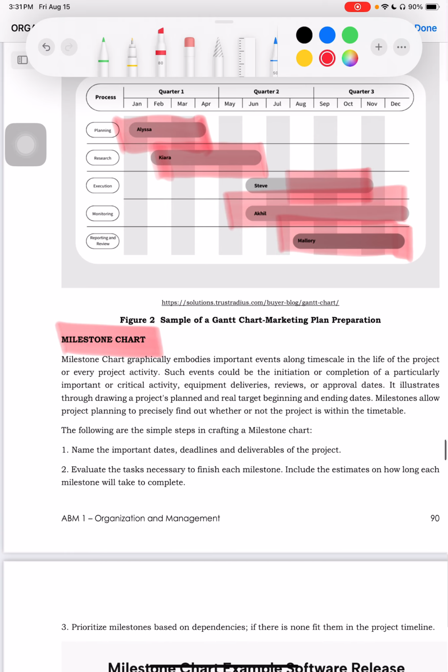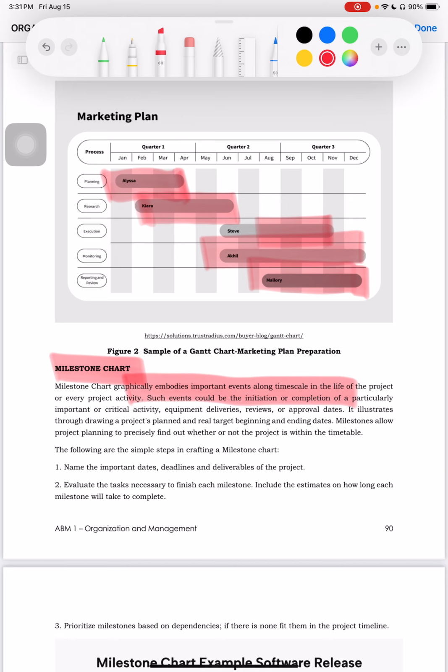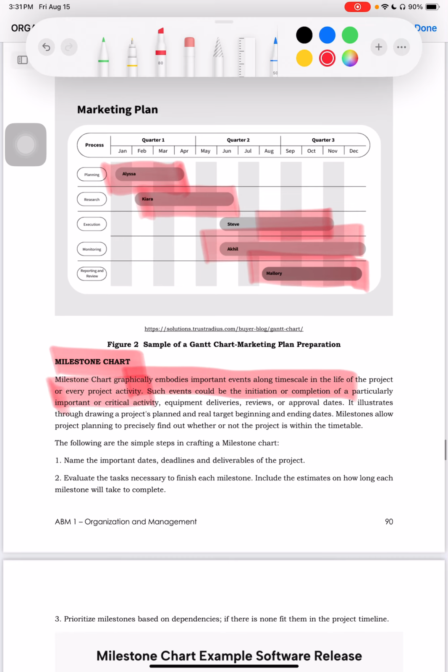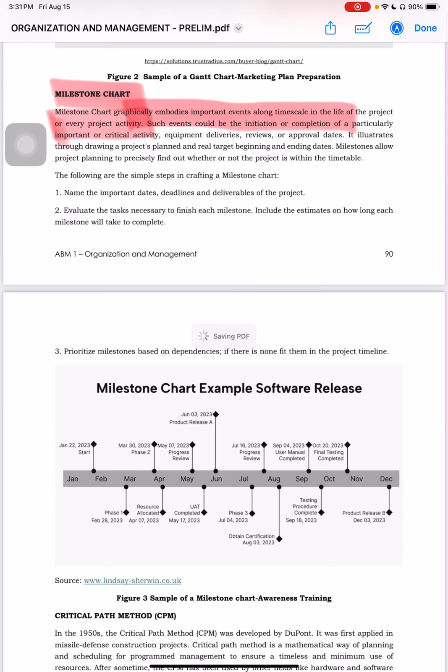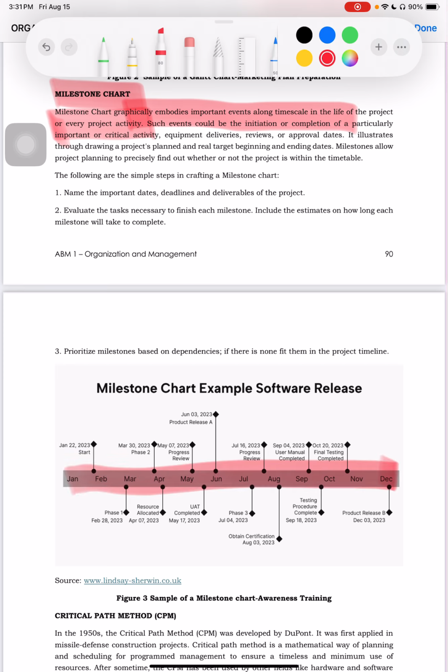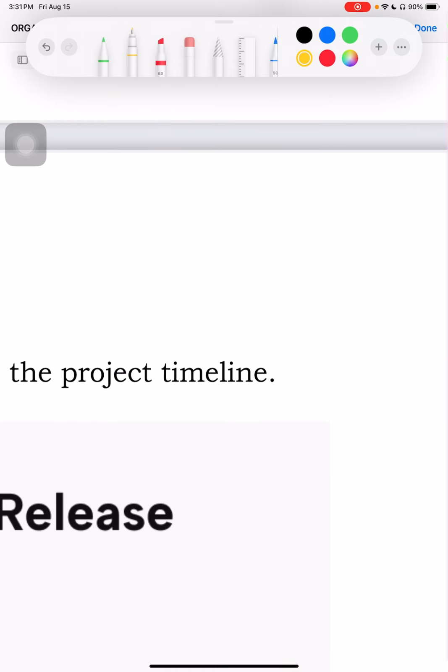So milestone chart. Milestone chart graphically embodies the importance of time scale or life of a project in every activity. So these are the samples for milestone chart. Naa siya yung mga period, these are periods, progress, to show the progress of such activities or project.